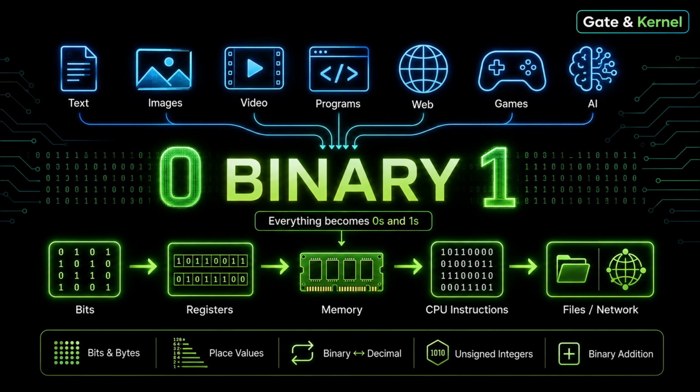Binary uses only two digits, 0 and 1. Processor registers contain bits. Memory stores bits. CPU instructions are encoded using bits. Files and network data are ultimately stored and transmitted as patterns of bits. Before learning how CPUs, memory, and digital circuits work, we need to understand binary.